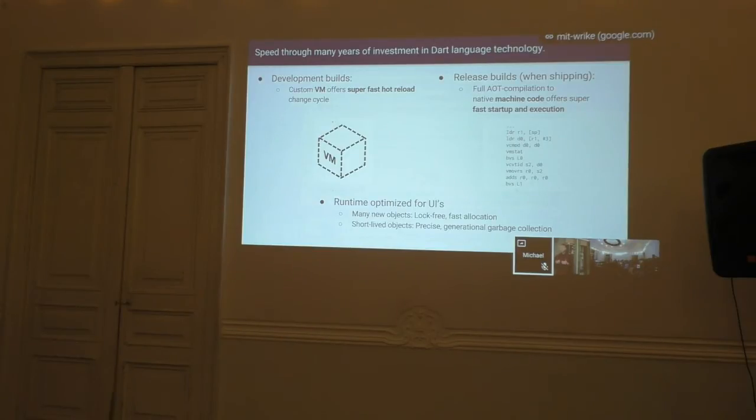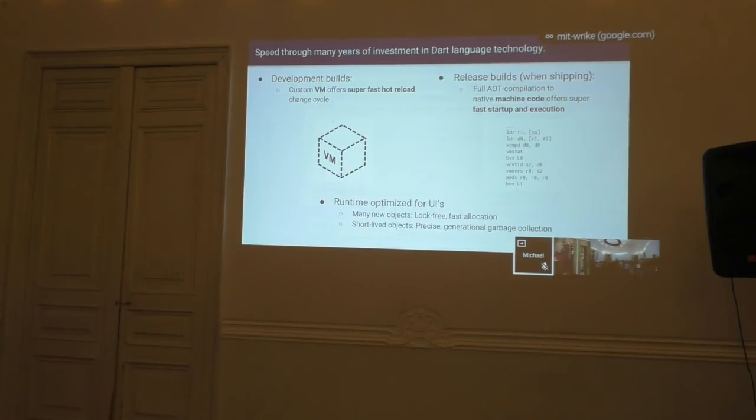We also spend a lot of time actually tuning our runtime to work great for UIs. Imagine doing an animation at 60 frames a second. There are a lot of objects being created to control those. So we build lock-free fast allocation to make sure we can keep up. And then as the animation passes, there are a lot of objects not being used anymore that you need to garbage collect. So we use something called generational garbage collection that's really optimized at collecting young objects that have only been around for a short while. Everything else stays in an older space.